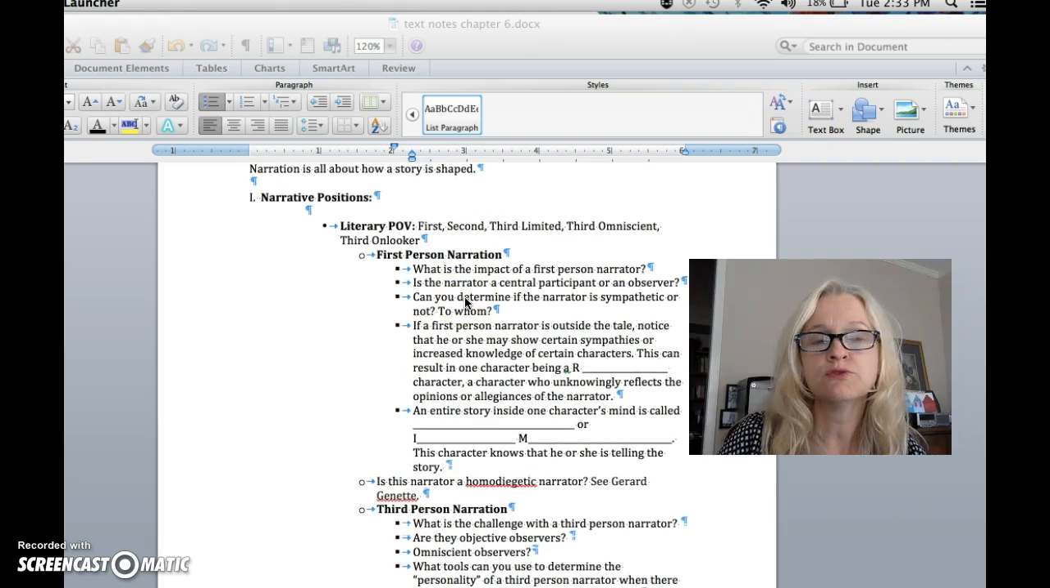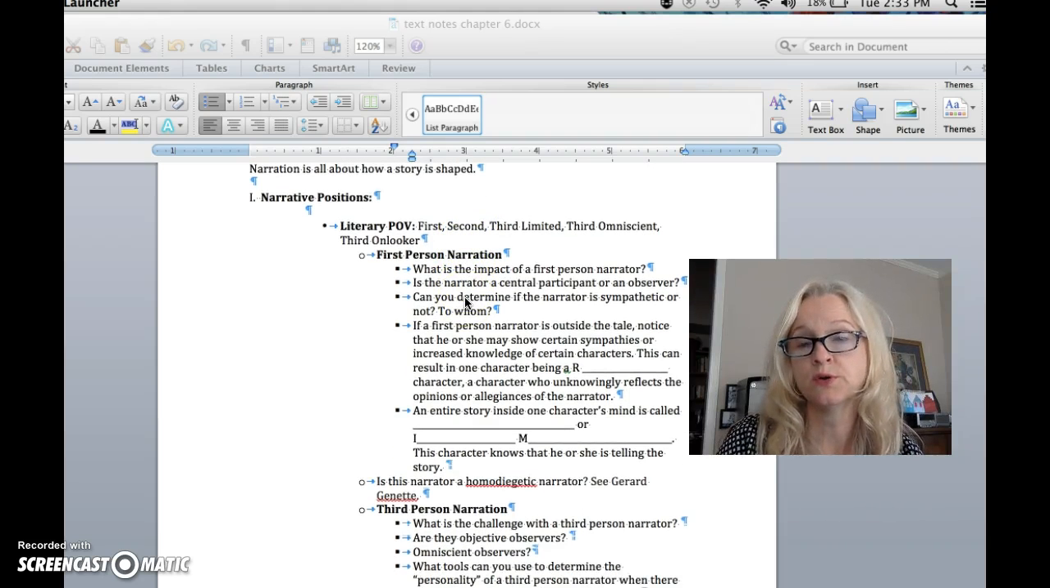Okay. So there are three narrative positions or literary points of view that you should be highly familiar with and that you must identify in your paper. An analysis that doesn't deal with what literary point of view the text is written from has really missed a major component of that text. Okay, so you have first person narration.